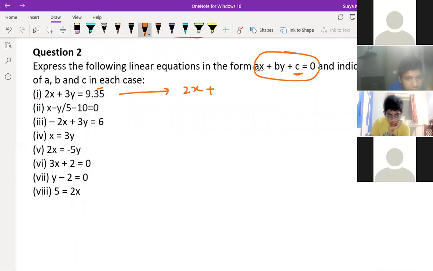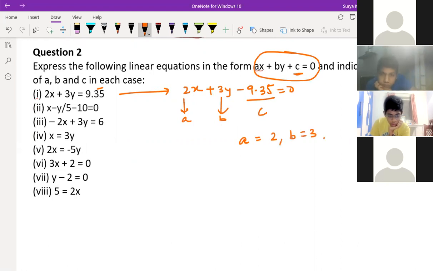2x plus 3y minus 9.35 is equal to 0, right? Now this is a, this is b, and this one is c. So a is equal to 2, b is equal to 3, and c is equal to minus 9.35. Is it clear, children, or not?